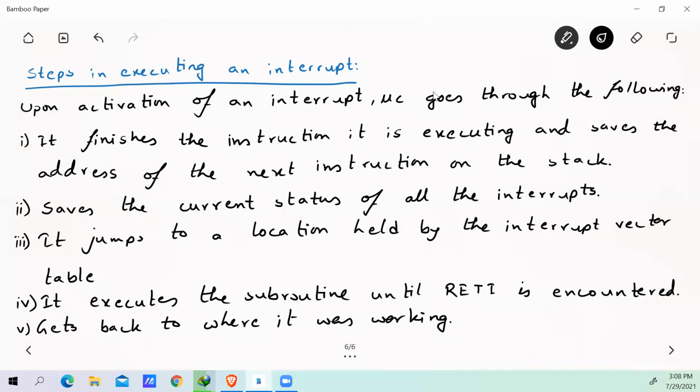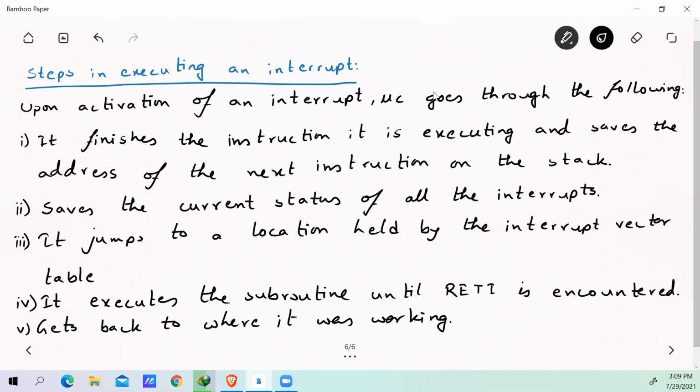So these are the steps that your microcontroller goes through whenever an interrupt is invoked. What is the first thing it does? It finishes the instruction it is executing, and it saves the address of the next instruction on the stack. Remember, it finishes the instruction it is executing, not the entire task. Whatever specific instruction your microcontroller was executing, it will finish executing that particular instruction only. Then the next instruction will be saved onto the stack.